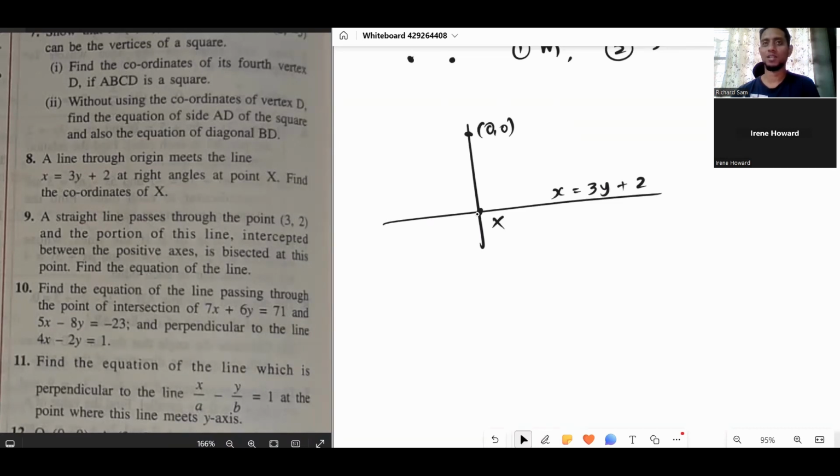Like this, the questions will come. So tell me, what all do you understand from this? Define x where the two lines meet. Yeah, but how?